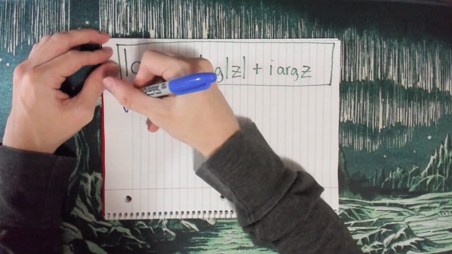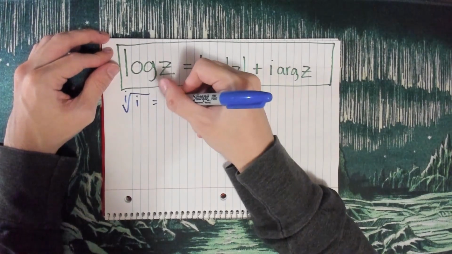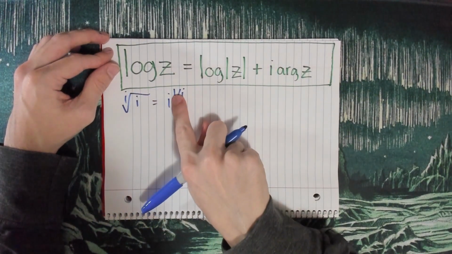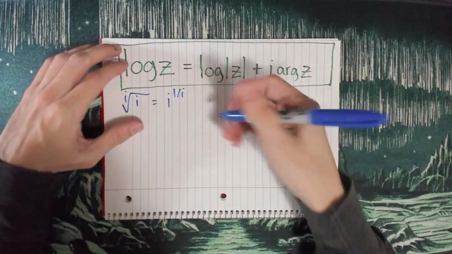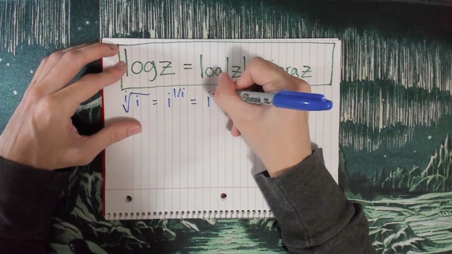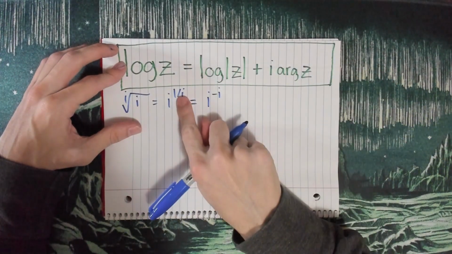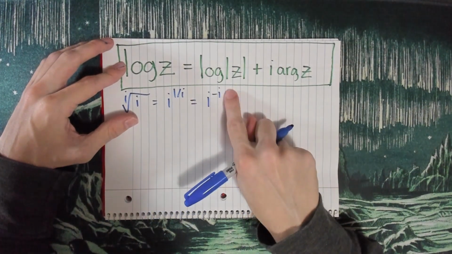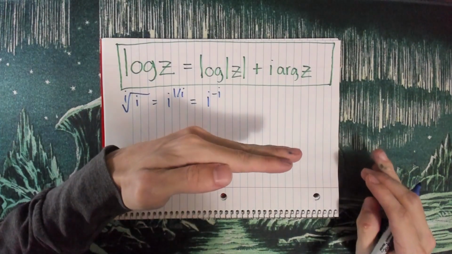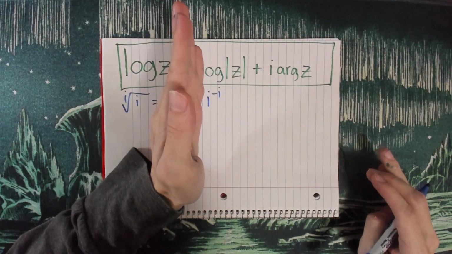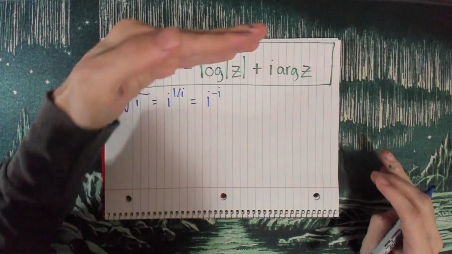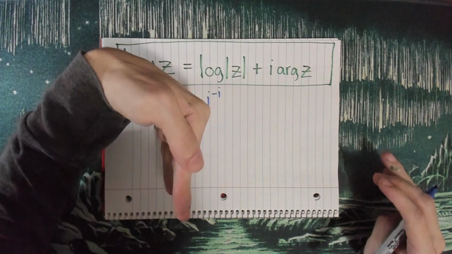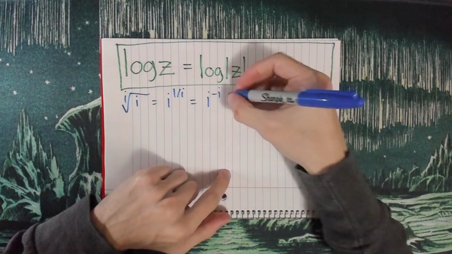Anyway, let's get ahead. So we have the ith root of i, which is going to be i to the 1 over i. The ith root is the same as taking to the power of 1 over that root. And this is going to be i to the power of negative i. If you multiply this by i over i and simplify, you will get i to the power of negative i. Multiplying by i is a 90 degree counterclockwise rotation. Multiplying by 1 over i, or negative i, is a 90 degree clockwise rotation.